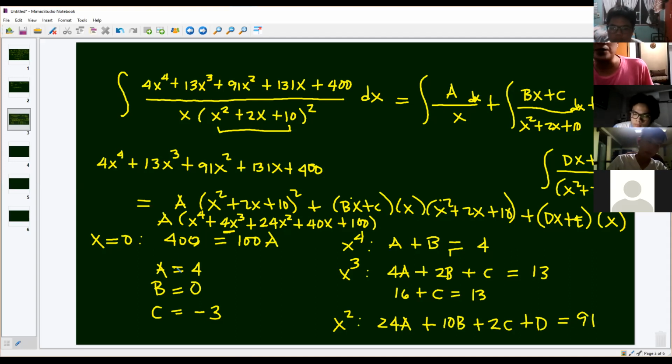Now we have a, b, and c already. You have here a, that's 4 times 24, 96. This is 0. This is minus 6, right? Plus d, which is 91. Very obvious that 90 plus d equals 91, so d is 1.